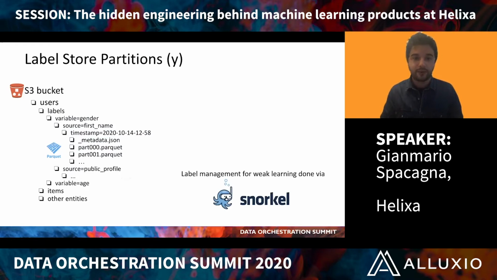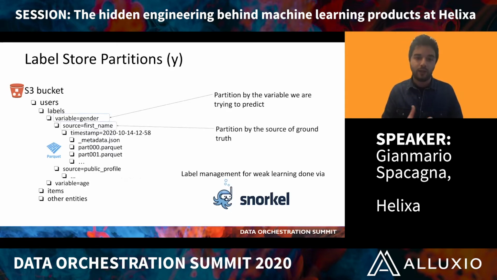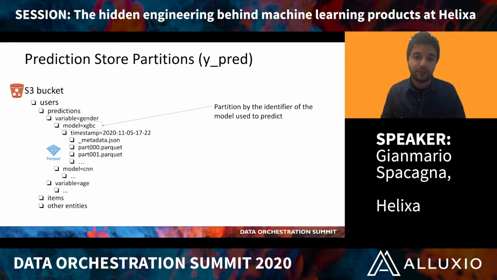If we're storing labels, it's a slightly different partition scheme. We will have variables, that is the variable we want to predict, like in this example, the gender, and then we will use a second level for partitioning based on the source from where we extracted the ground truth. And we will also use an external tool, that is Snorkel, for managing the label extraction, especially for weak labels. In the case of predictions, it's a very similar schema, but we will use the model identifier to partition the predictions that were created by that particular model.